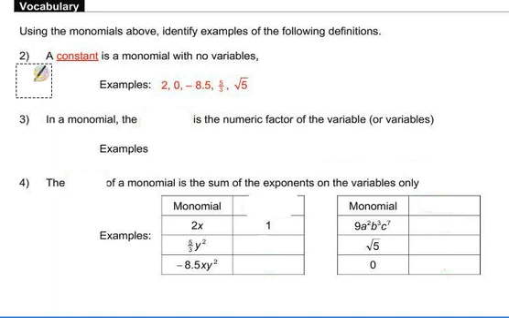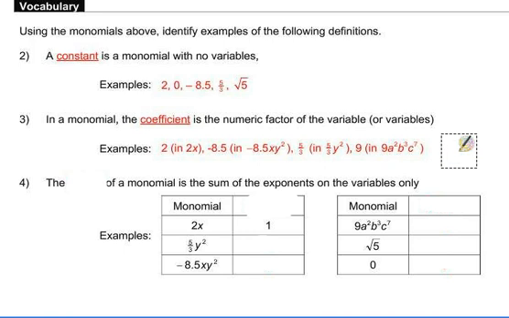In the monomial, the coefficient, we've used both these words a lot during the semester. You need to make sure you know what they are, though. The coefficient is the number factor before the variable. So, if these are samples, 2 in the 2x, -8.5 in -8.5xy squared, 5/3 here, the 9 here. It's just the number in front of the variables. If you need to pause to write those examples down, you can.